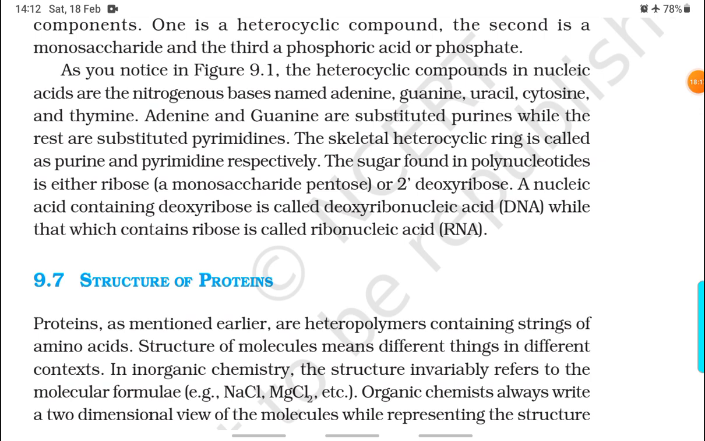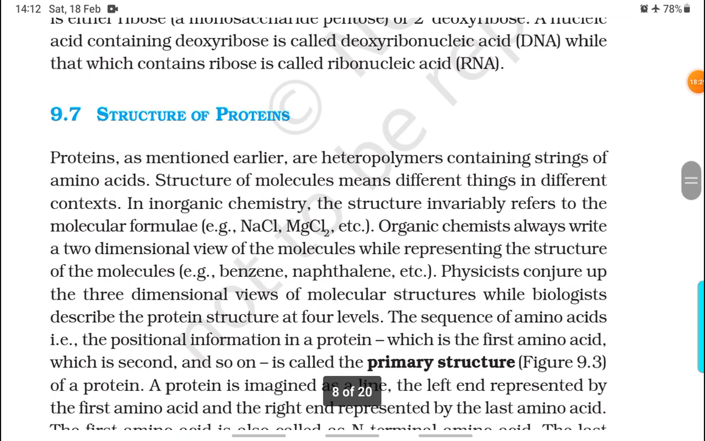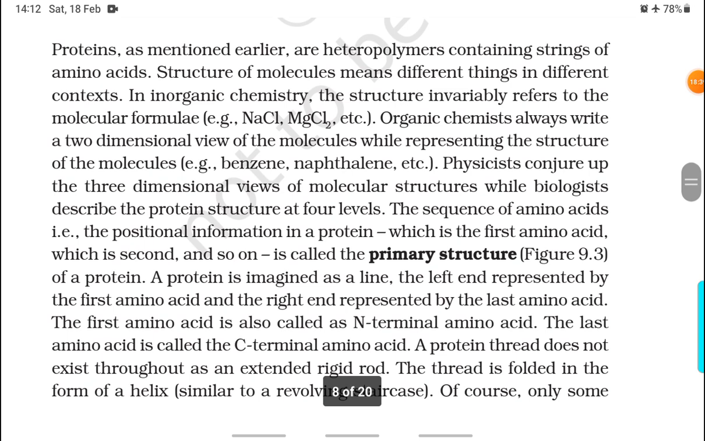A nucleic acid containing deoxyribose is called deoxyribonucleic acid or DNA, while that which contains ribose is called ribonucleic acid or RNA. Structure of protein. Proteins, as mentioned earlier, are heteropolymers containing strings of amino acids. Structure of molecules means different things in different contexts.